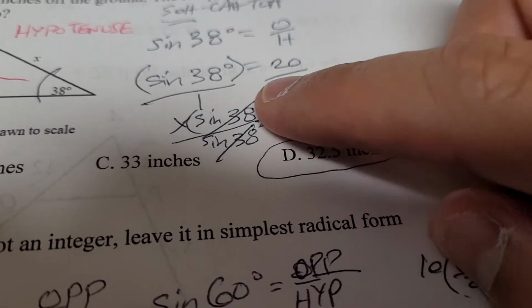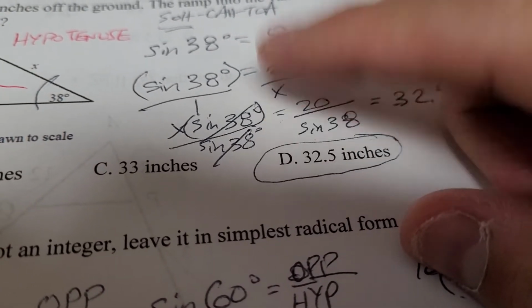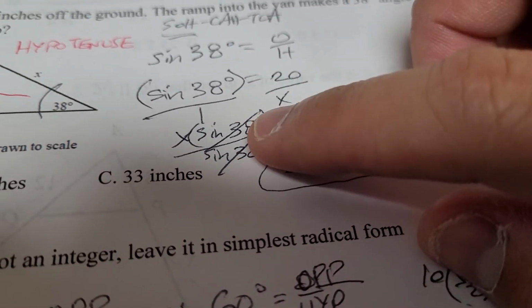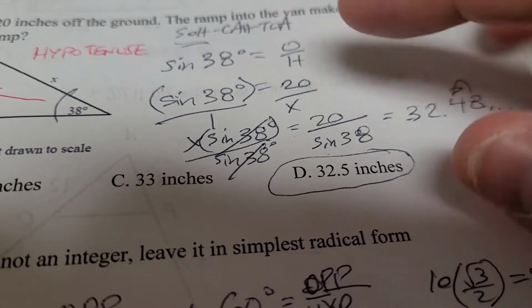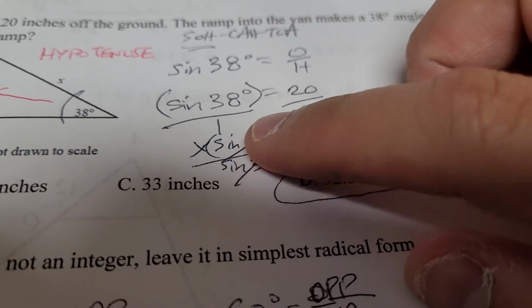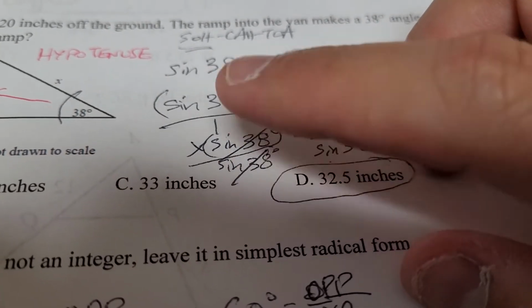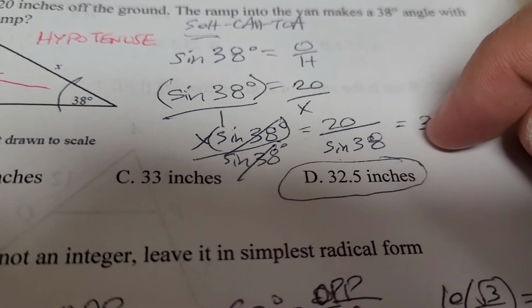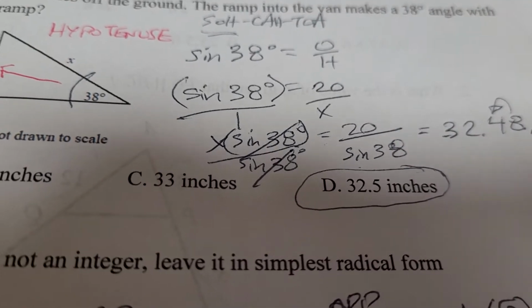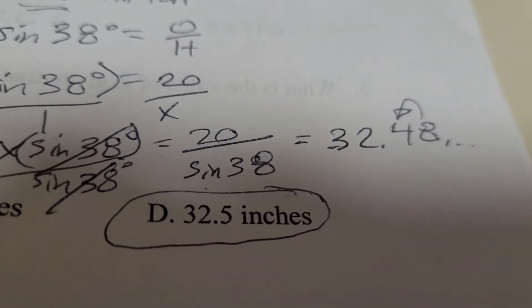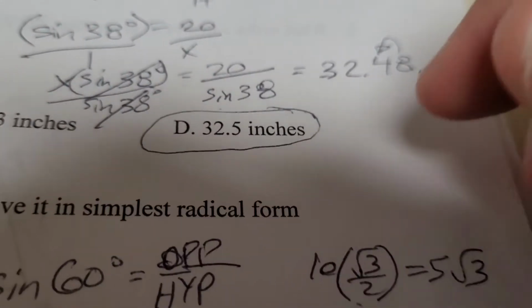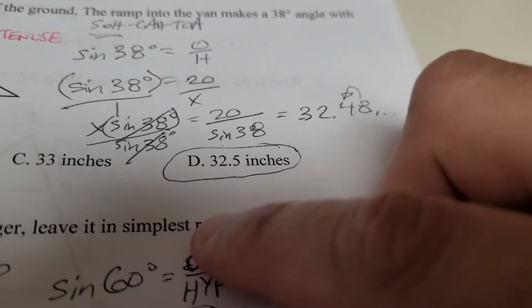Just like if you had something like 12 times x, you would just divide by that 12. You don't want this number that's being multiplied to the x, so just divide by that on both sides. You're going to get 20 over sine 38. Put that into a calculator, you're going to get 32.48 and change. This is going to round to 32.5.